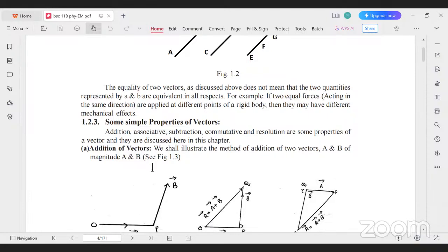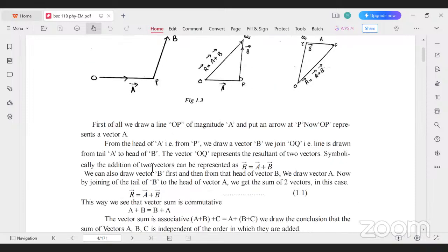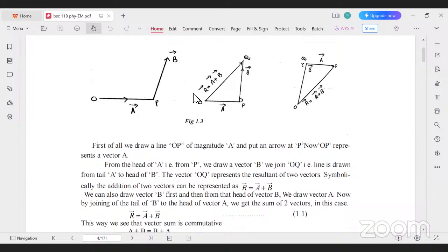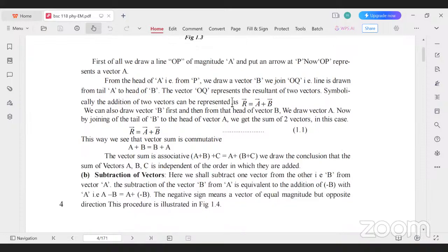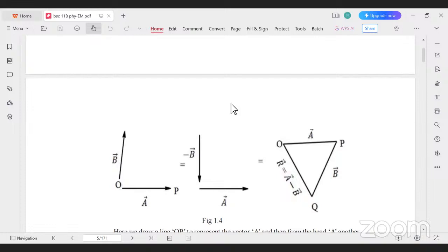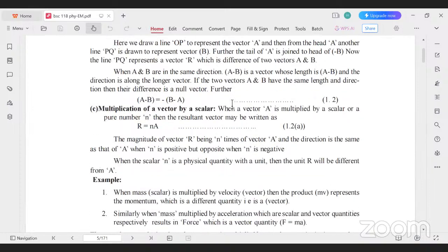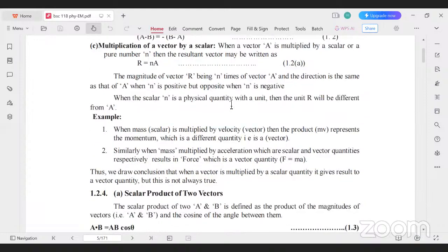So the fixing of one position, which does not change whenever we want, that body is nothing but a rigid body. Okay. Some simple properties of a vector. So what are they? Addition of vectors: how we can add from one line to the other. This can be added, this can be added. Subtraction of vectors, where you can also minus the vector lines. Multiplication of a vector by a scalar, and the scalar product. Let us see the examples: when a mass scalar is multiplied by a velocity vector.